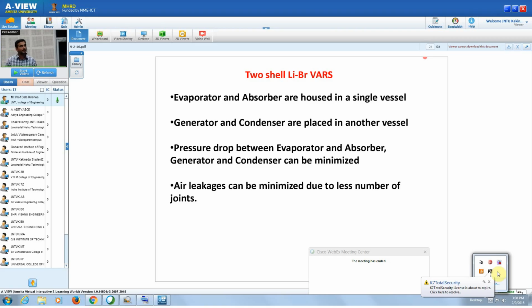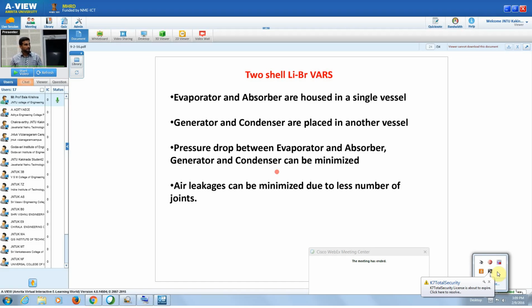Therefore, in the two shell lithium bromide vapor absorption system, they have replaced the four shells with two shells, because the pressure is almost the same in each pair. Evaporator and absorber are housed in a single vessel, and generator and condenser are placed in another vessel. The pressure drop between these is maintained so that there won't be much pressure variation.